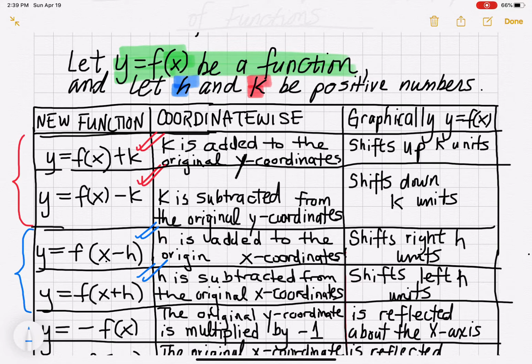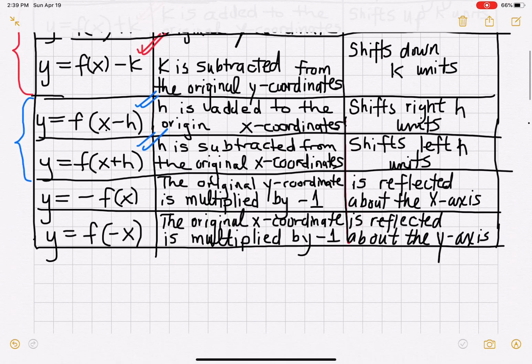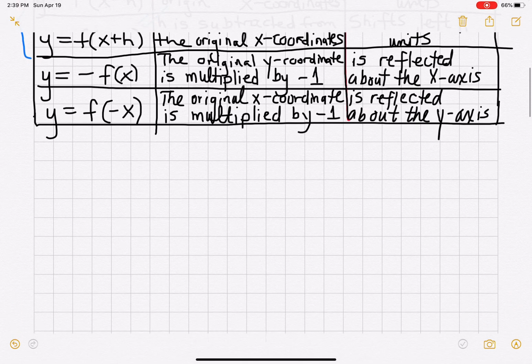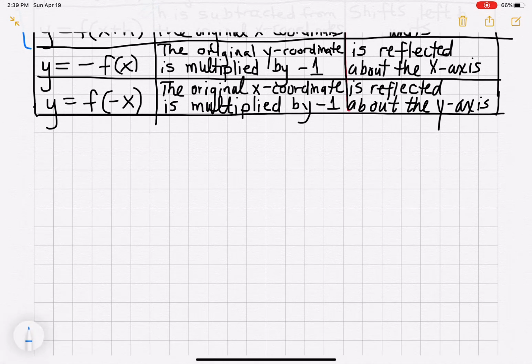And when you have a plus a number inside of the house, you're going to move horizontally, but opposite of the sign, you're going to move to the left. So when you have a plus inside of the house, you move to the left. So we looked at those vertical shifts in red, those horizontal shifts in blue. And now we want to do the last bit. Maybe I'll call these purple.